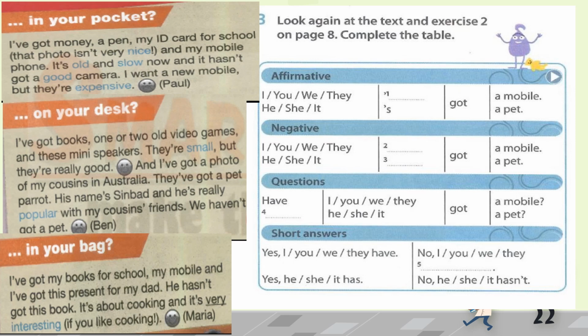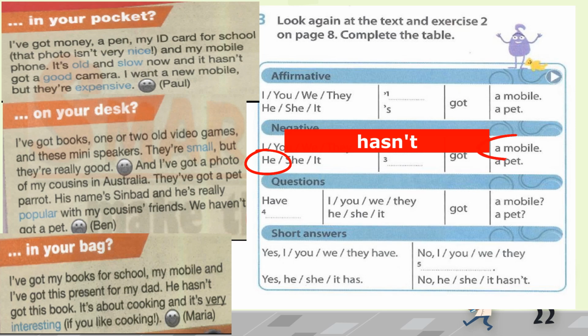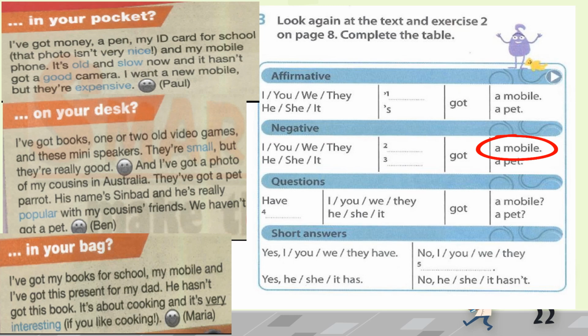Okay, look at the second one. Number 2, the second one, you can see here, we haven't got a pet. There's only one person talking in the second picture, although they say we haven't got, there's only one Ben. So the answer for number 2 should be Ben hasn't got a mobile, because out of the 3 people, only Ben doesn't have a mobile. So for number 1 just now, the answer is they have got a mobile.